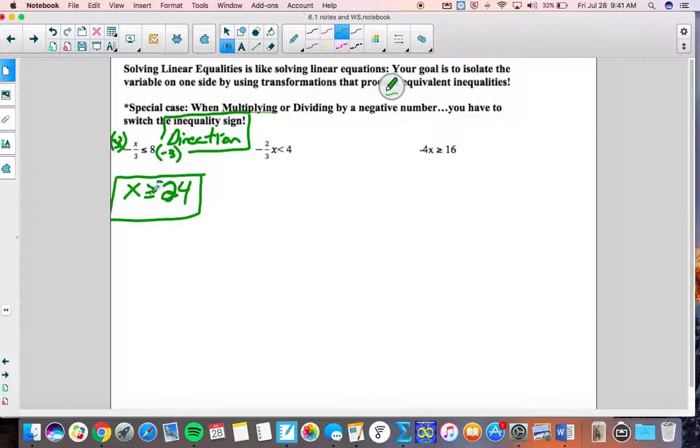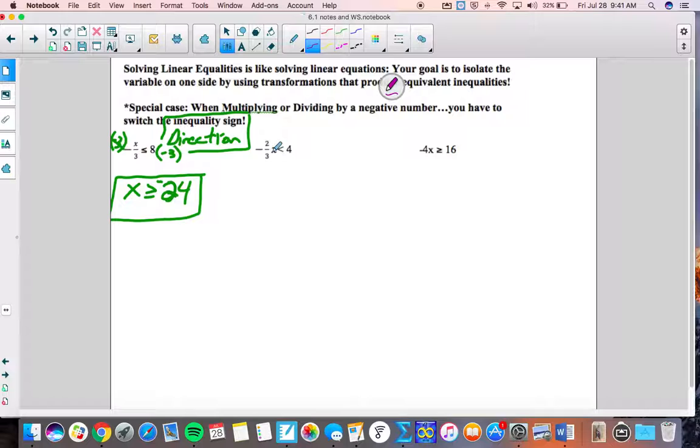If we wouldn't have switched the sign, what I had boxed earlier, those were wrong. And if you would have tried any of those incorrect solutions in here, it would not make this inequality true. Alrighty, rock and roll, here we go.